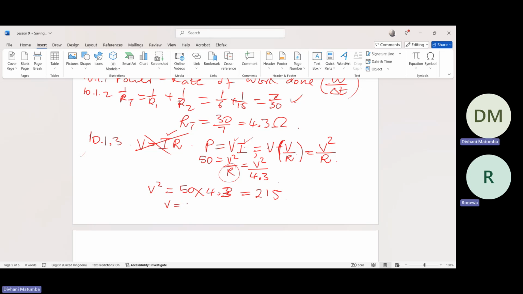That's going to give us, is it still one decimal? Oh, yeah, for potential difference, yes. Give me one decimal. 14.7. 14.7 volts. Yes. Okay.